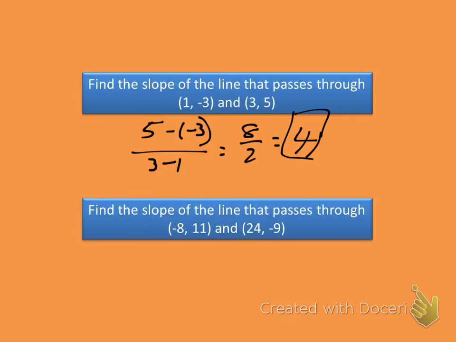Everybody good? 5 minus negative 3 over 3 minus 1 equals 8 over 2, which is 4. Alright. Okay? Now, watch what I do with the second one here. Okay, so I went 5 minus 3, or 5 minus negative 3, over 3 minus 1.